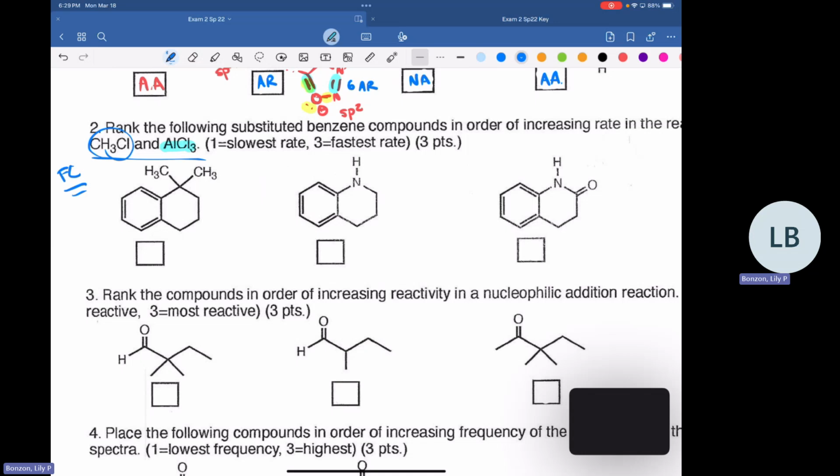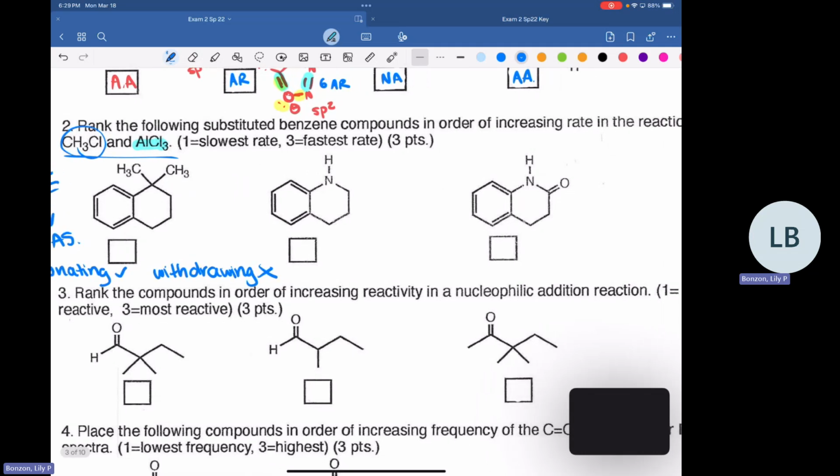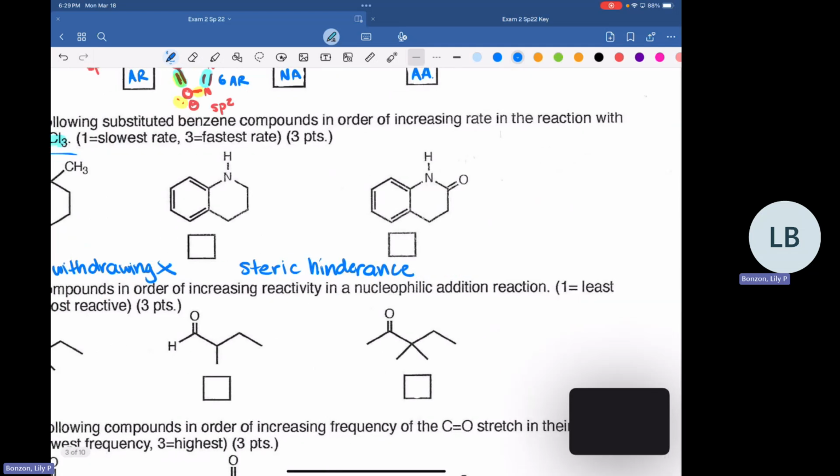And so you remember for Friedel-Crafts, you need to have electrophilic aromatic substitution. And so for EAS, you want donating groups. And withdrawing groups are going to decrease the rate. So you don't want withdrawing groups. All right. And then another thing to keep in mind, it's less important, but steric hindrance can also decrease the rate of EAS. It's less important than the withdrawing thing, but it is a factor that you will need to consider.